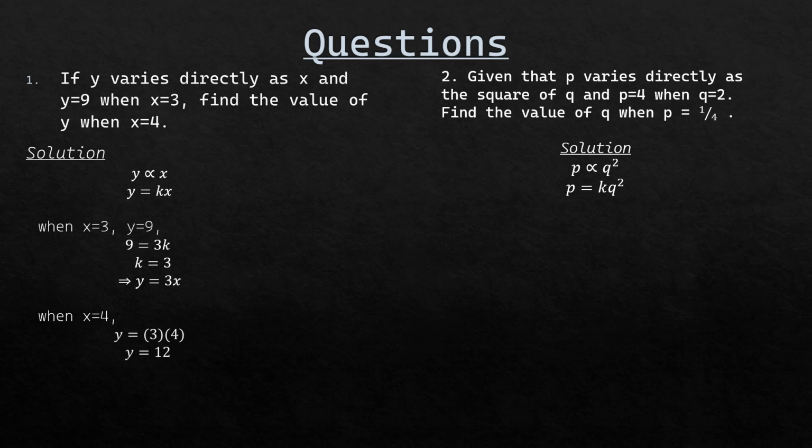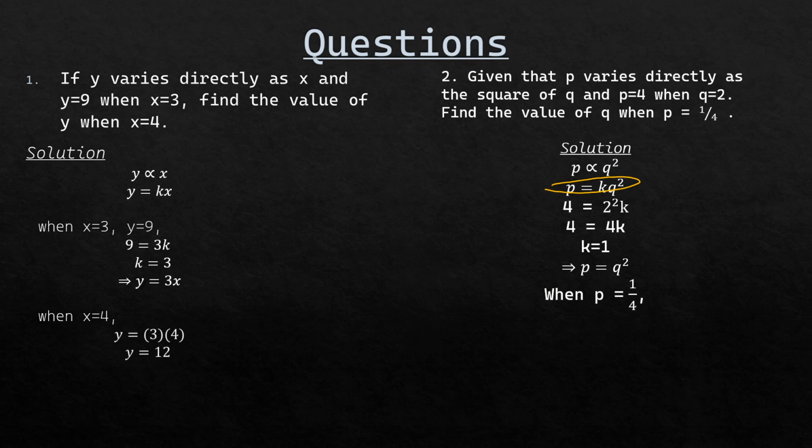So now let's put q equals 2 and p equals 4 into this. So we get 4 equals 2 squared times k. Fine. Now let's find k. So k will be equal to 1. Simple. So now you put 1 into the equation you have here. If k is 1, nothing changes, it just becomes p is equal to what? q squared. Simple. That's the relationship between p and q.